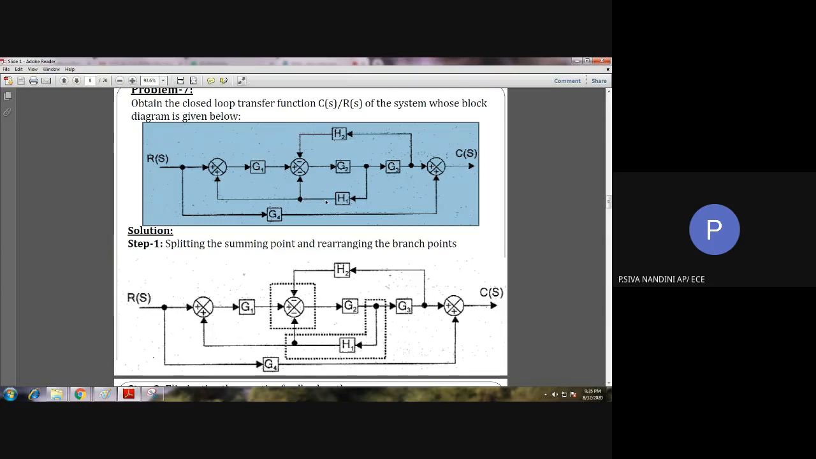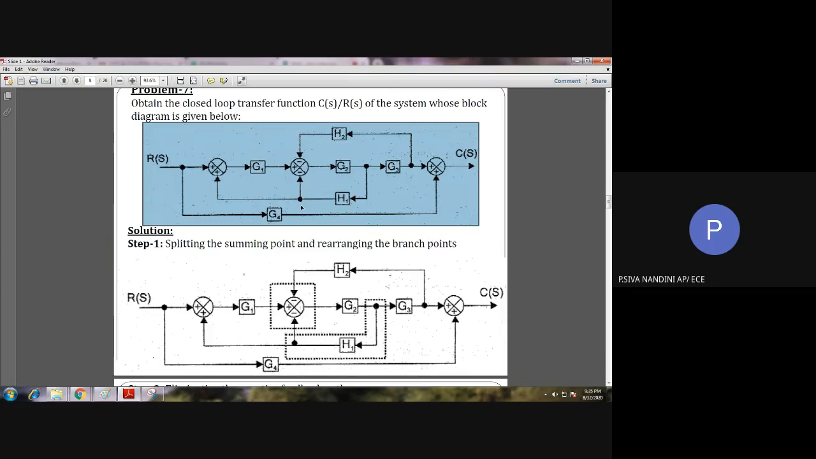So this H1 goes to a transmission point and it is fed to both the summing points. This point is known as the transmission point. This transmission point is transmitting this value of H1 to the first summing point and the second summing point. So if we are having this, we can split this transmitting point also.